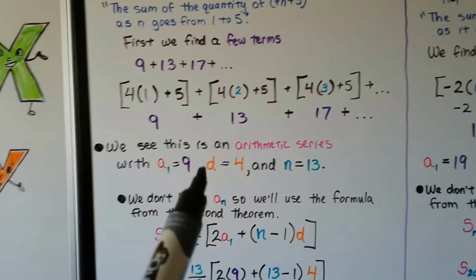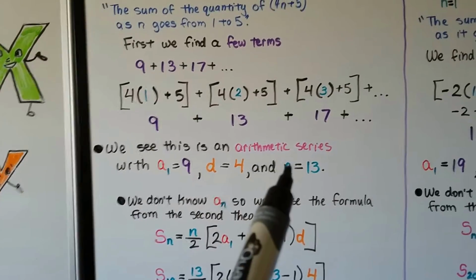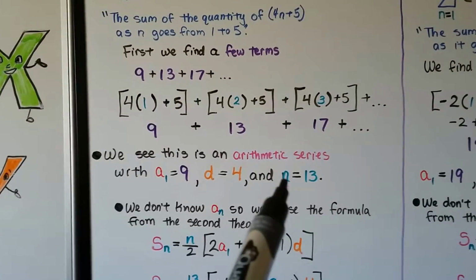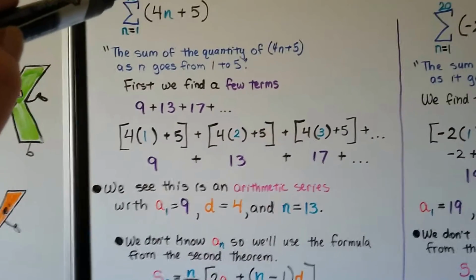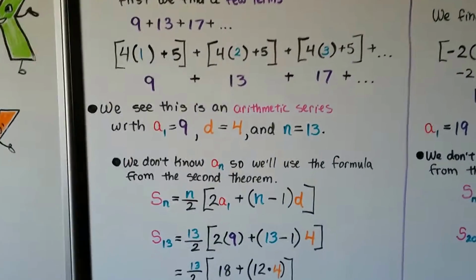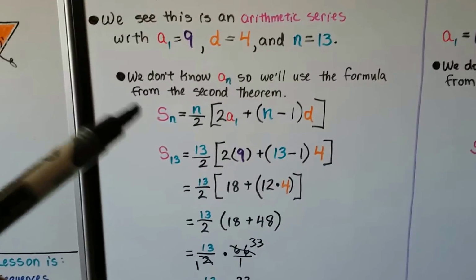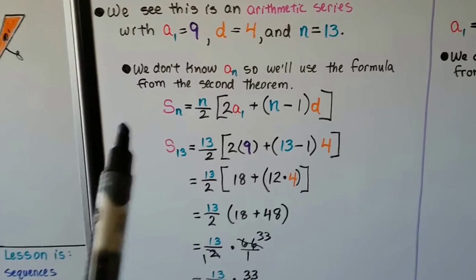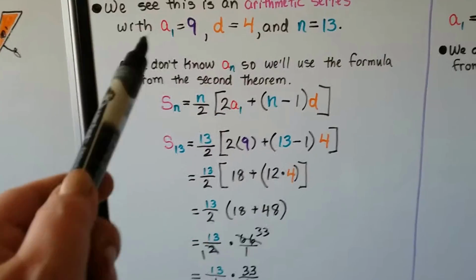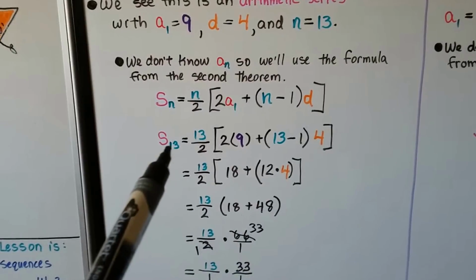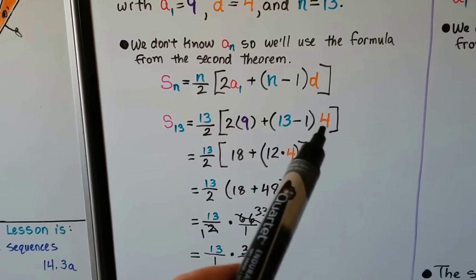So we know our d is 4, and we know our a sub 1 is a 9, because that's the first term. We also know that we've got n equals 13, because that's what it goes up to. It tells us right here, 13. We don't know a sub n, so we're going to use that second formula from the second theorem, okay? That formula from the second theorem, this one. And we plug in our information right here. So we've got 13 for n, 9 for a sub 1, 13 for n, and 4 for d.